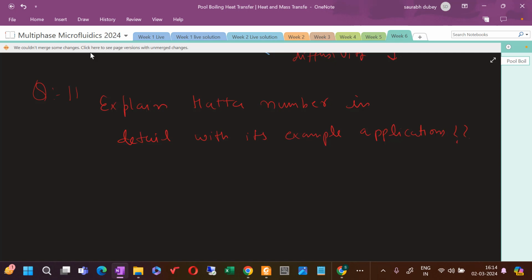Okay. So this Hatta number, sometimes you call it Hatta modulus, comes up there, and this Hatta number is the maximum possible conversion in the film compared to the maximum transport through the film. So in this way you can define it.